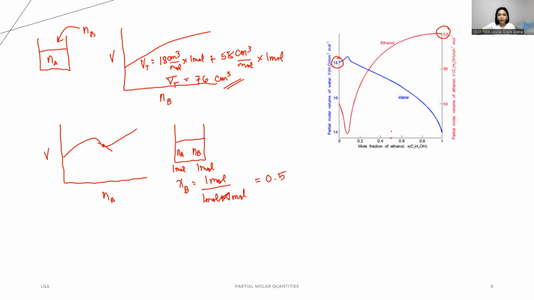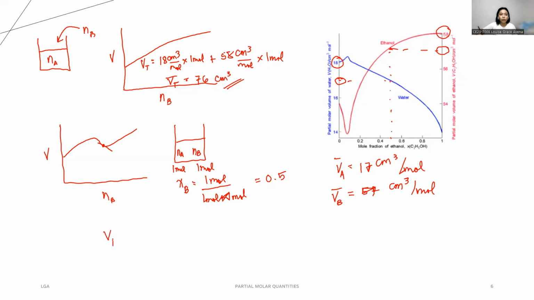So in our diagram here, at point 0.5, the partial molar volume of water is actually at around 17 cm³ per mole only, and the partial molar volume of ethanol is at around 57 cm³ per mole. So with that information, VA is equal to 17 cm³/mol, and VB, the partial molar volume of B, is equal to 57 cm³/mol.